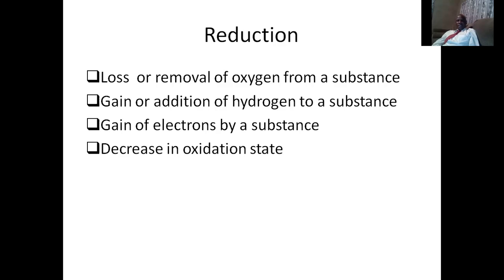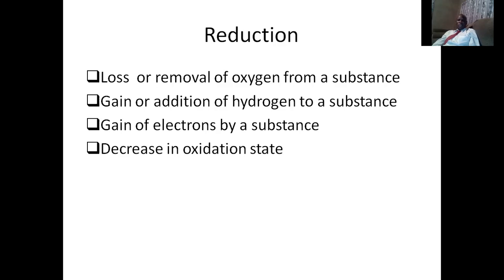And so we have defined four ways again on how we can define reduction. In terms of oxygen, it is the removal of oxygen from a substance. In terms of hydrogen, reduction is the gain or the addition of hydrogen to a substance. In terms of electrons, it is the gain of electrons by a substance. And in terms of the oxidation state, when the oxidation state reduces, then we say that substance has been reduced.